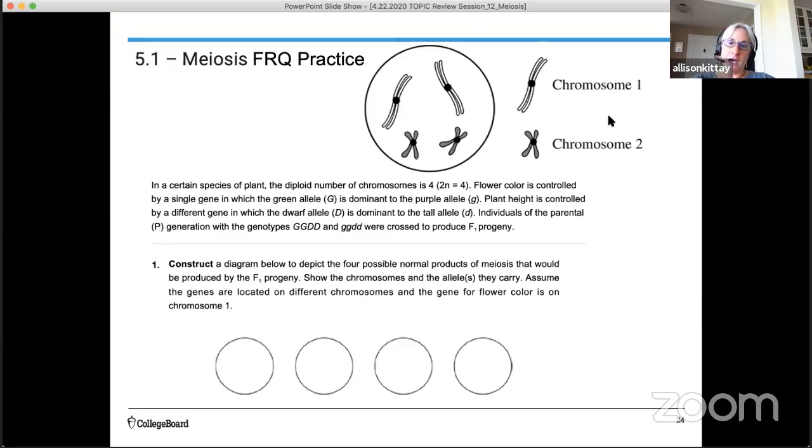So going back up to chromosome 1, this is going to be the color. So it's either going to be big G or little g, and this is for height. So it's either going to be big D or little d. Now remember, you have to figure out the first cross. So you got your F1 progeny, then you have to figure out their gametes. And this is always a challenge for students. So I want to give you a minute to think about it. And then let's go ahead and look at the scoring guidelines.